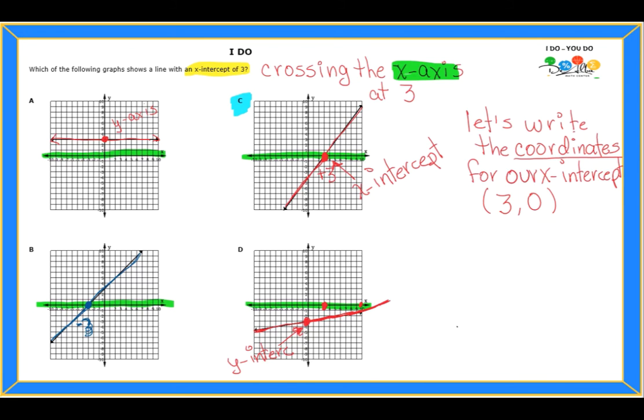Very good. What I want to point out to you, and we're going to need to memorize this, is that anytime you see an x-intercept, the y-coordinate will always be 0. Always, always. Very important that you remember that. Make the connection: an x-intercept means that the y-coordinate will always be 0. Very good.